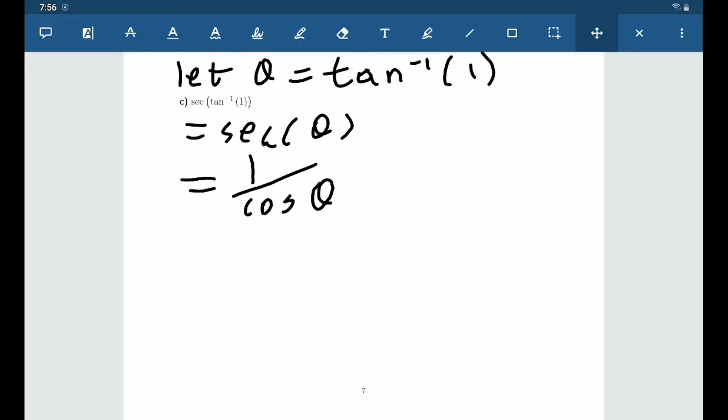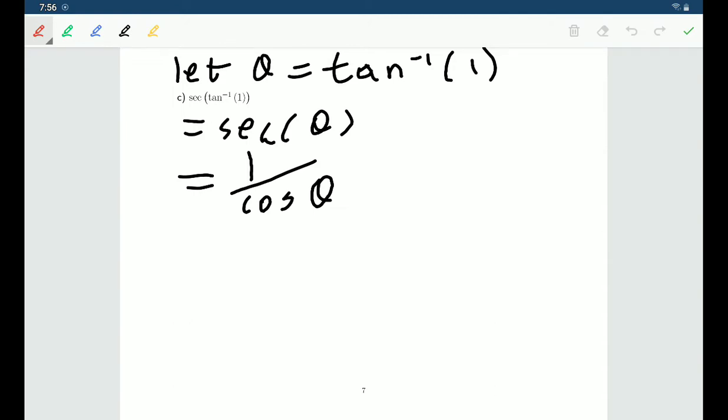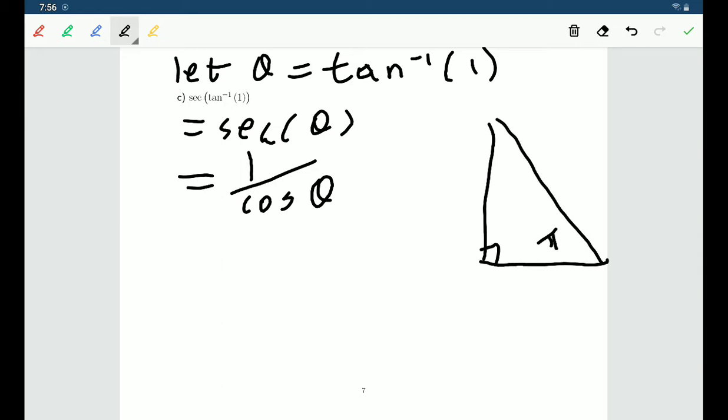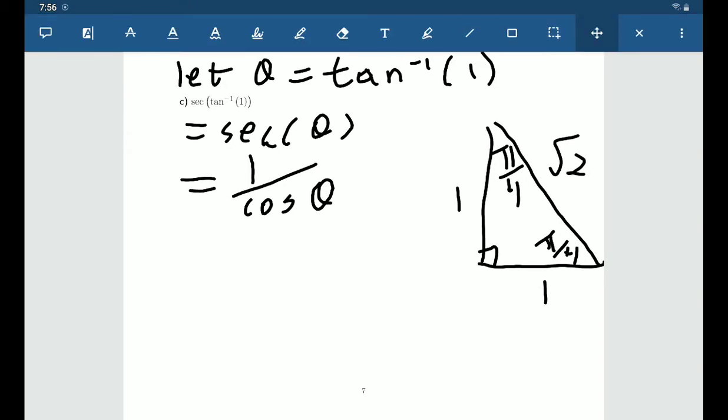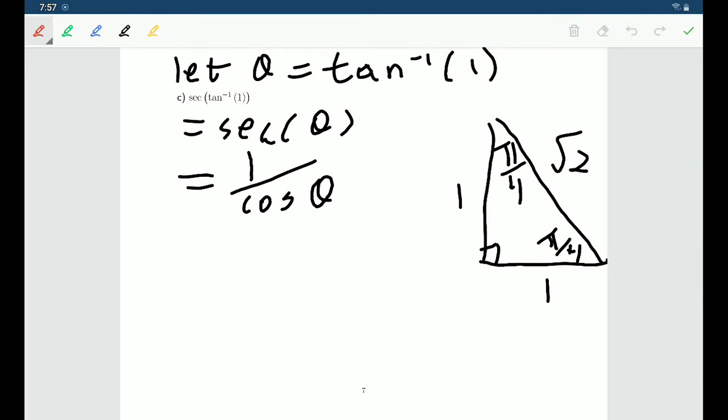So the next thing for me to do is try to evaluate what is theta. And I know if I'm thinking about tangent inverse of 1, that is something that comes from a special triangle. Remember that for our triangle where the angles are 45, 45, and 90, the side lengths are 1, 1, and root 2. So if you were looking for tangent of 45 degrees, that would be opposite over adjacent, which would be 1 over 1. So we know then that the angle must be 45 degrees, or pi over 4.